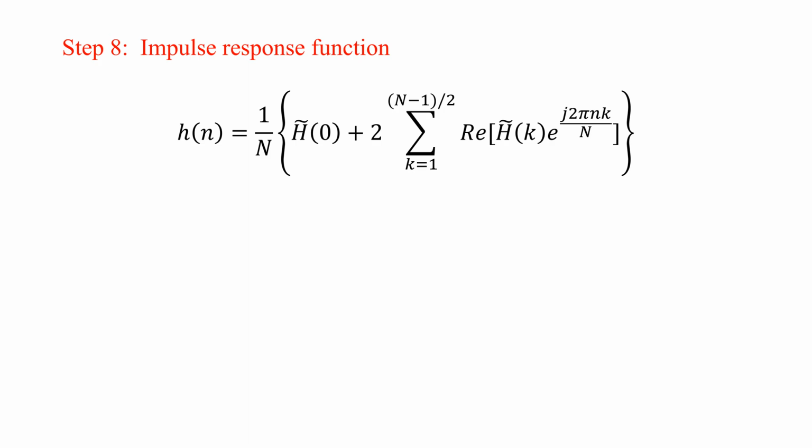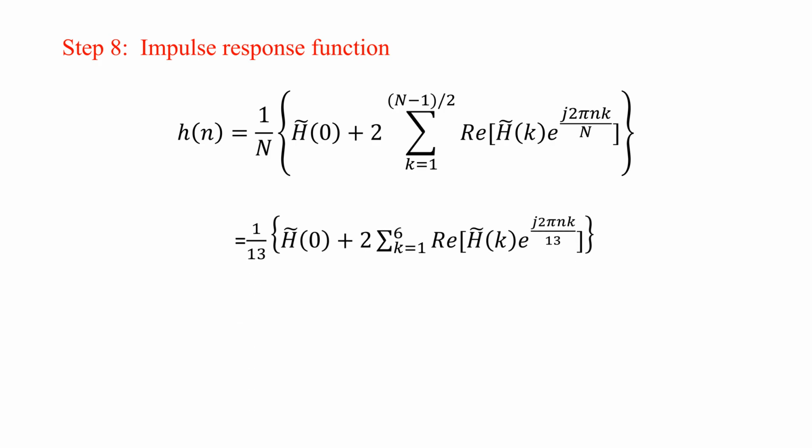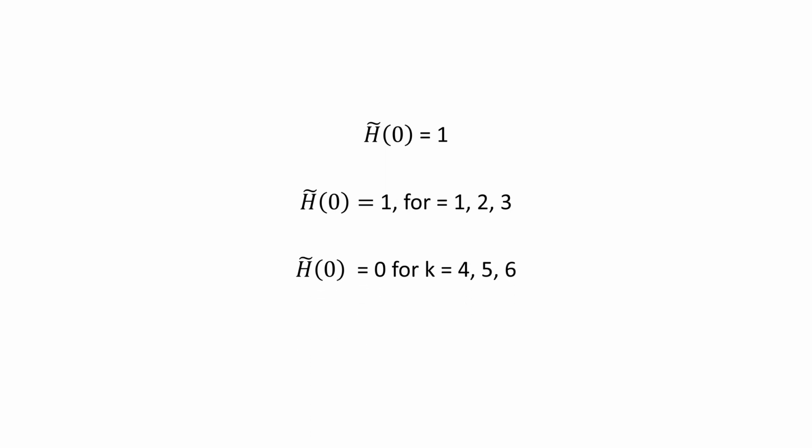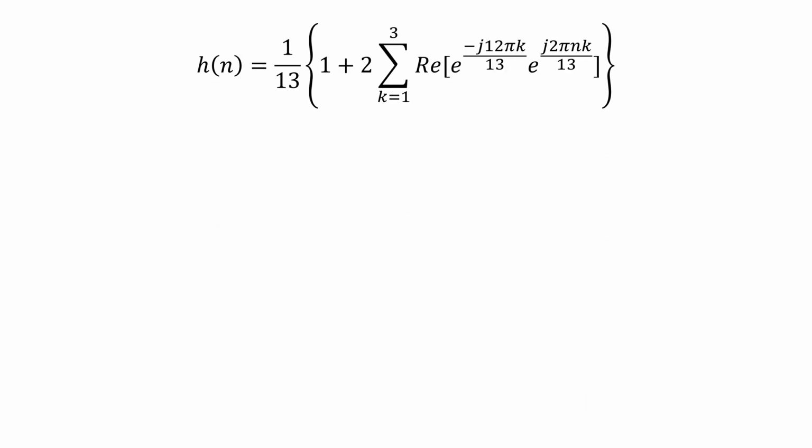We have to write the formula first. After that, we substitute the capital N value, that is 13. Then we have to simplify this. Then we know the value of h of 0, and the remaining values of H of k we have to write. These values we have to substitute in the h of n equation. Then we simplify this. There are two exponentials in h of n that we can combine.